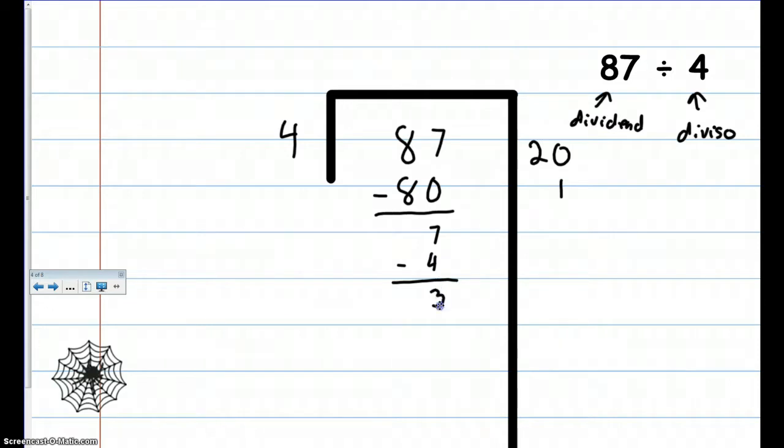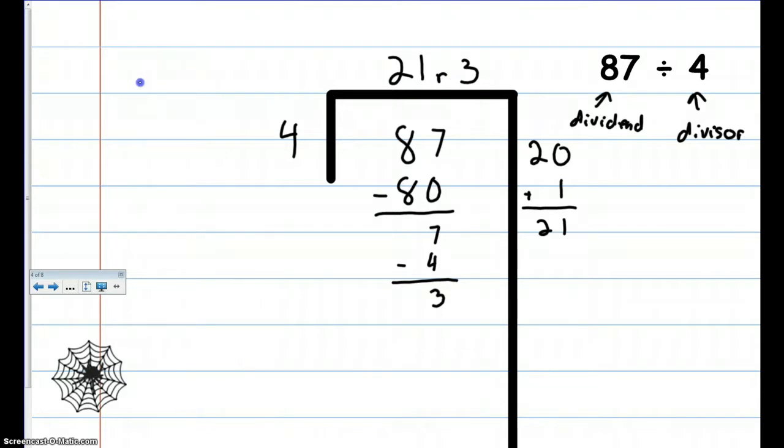So as long as this number down here is smaller than my divisor, then I'm done. So I know that I'm going to add these two numbers over here on the side. That's 21. And from the last video, you know that this number down here is called your remainder. So I have a remainder of 3. So my answer to this problem is 21 remainder 3.